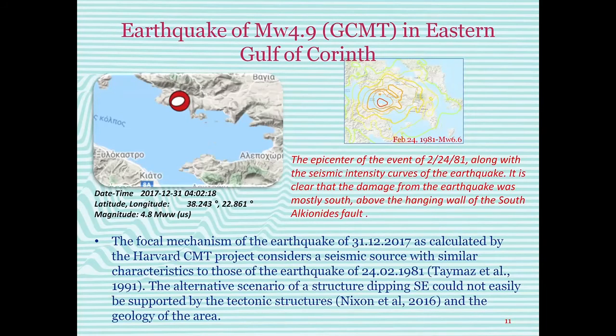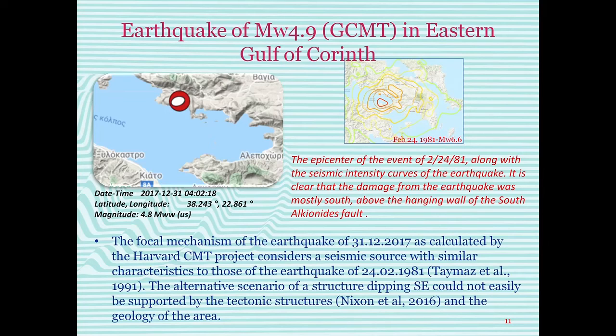On December 31, 2017, an earthquake of a moderate MW 4.9 magnitude occurred at the northern margin of the Gulf of Corinth, just opposite to the Perahora Peninsula. The earthquake caused concern among the local population because it occurred at a distance of only about 10 kilometers west of the epicenter of the first devastating and lethal earthquake of 1981.